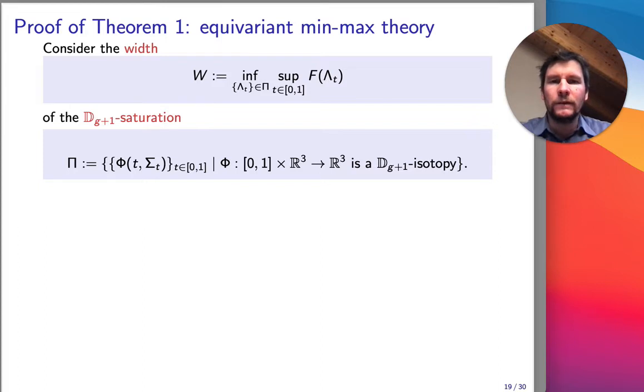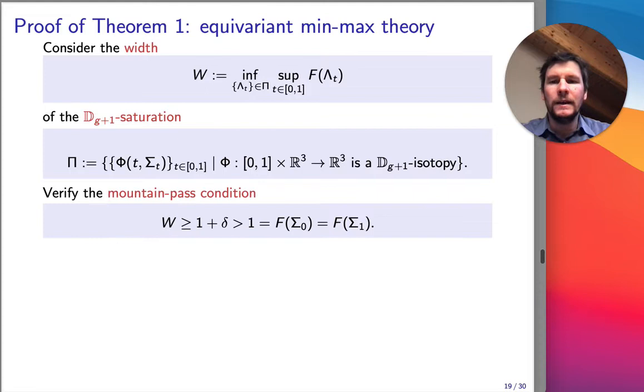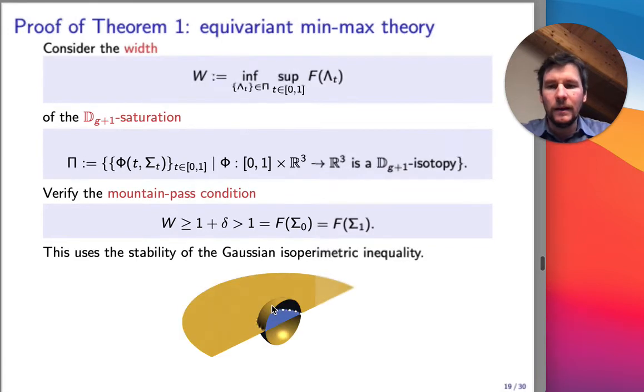Now, in order for this min-max black box to actually work and give us something, what we need is this mountain pass condition. So we need to know that this width is always going to be strictly bigger than 1. So we need to go at least to a certain height, say 1 plus delta. Otherwise, we cannot conclude that there is actually this mountain pass point. Okay? So how can we conclude that? This uses the stability of the Gaussian isoperimetric inequality.